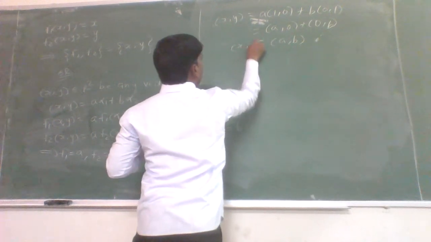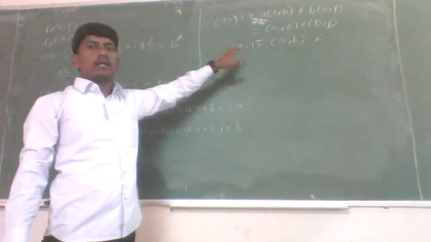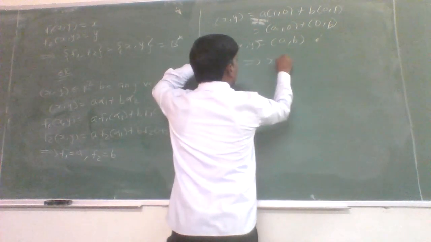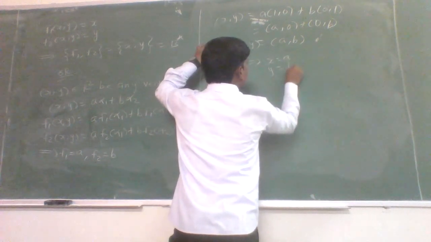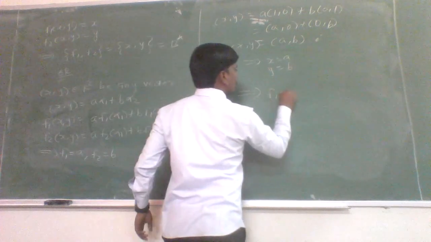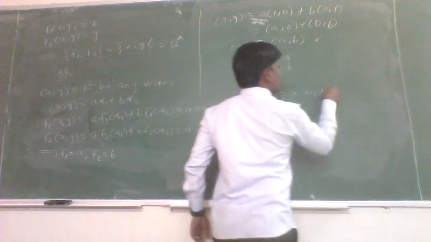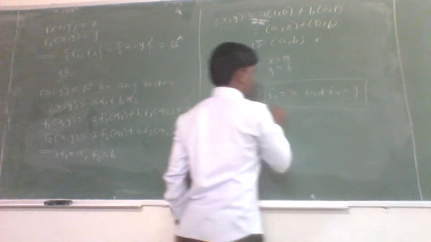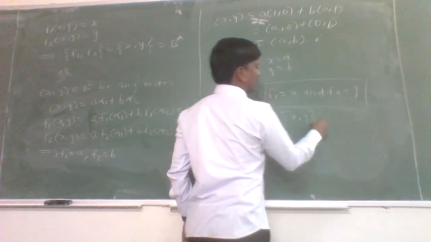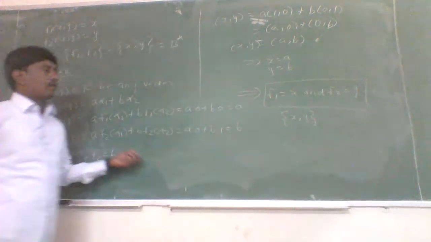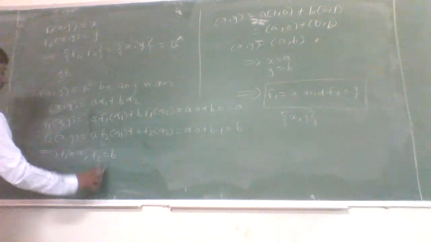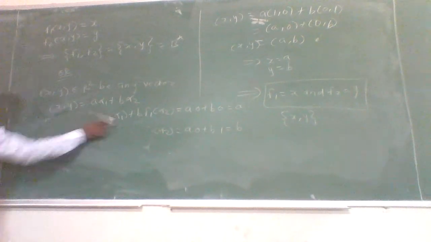As these two ordered pairs are equal, and we know that two ordered pairs are equal if and only if the corresponding elements are equal, x equal to a and y equal to b. Now put these values in these linear functions, so we get f1 equal to x and f2 equal to y, and these x, y form a dual basis of a dual space. Okay. This one is another method to find out the dual basis.